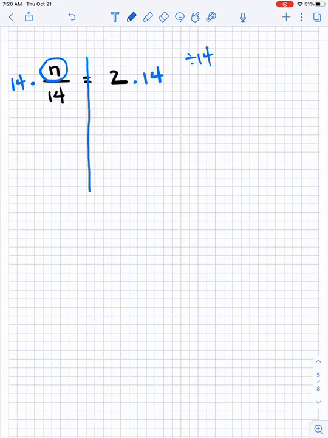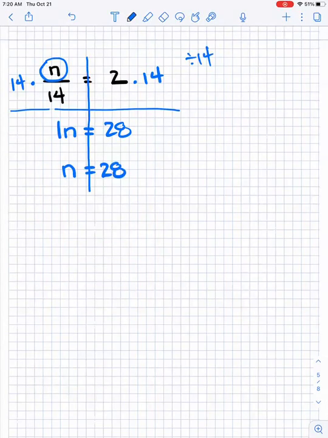This is going to cancel. This is essentially 14 divided by 14. So that's 1n again. So 1n equals 28. Sorry, I didn't make my line. 1n is the same as n. So n equals 28.